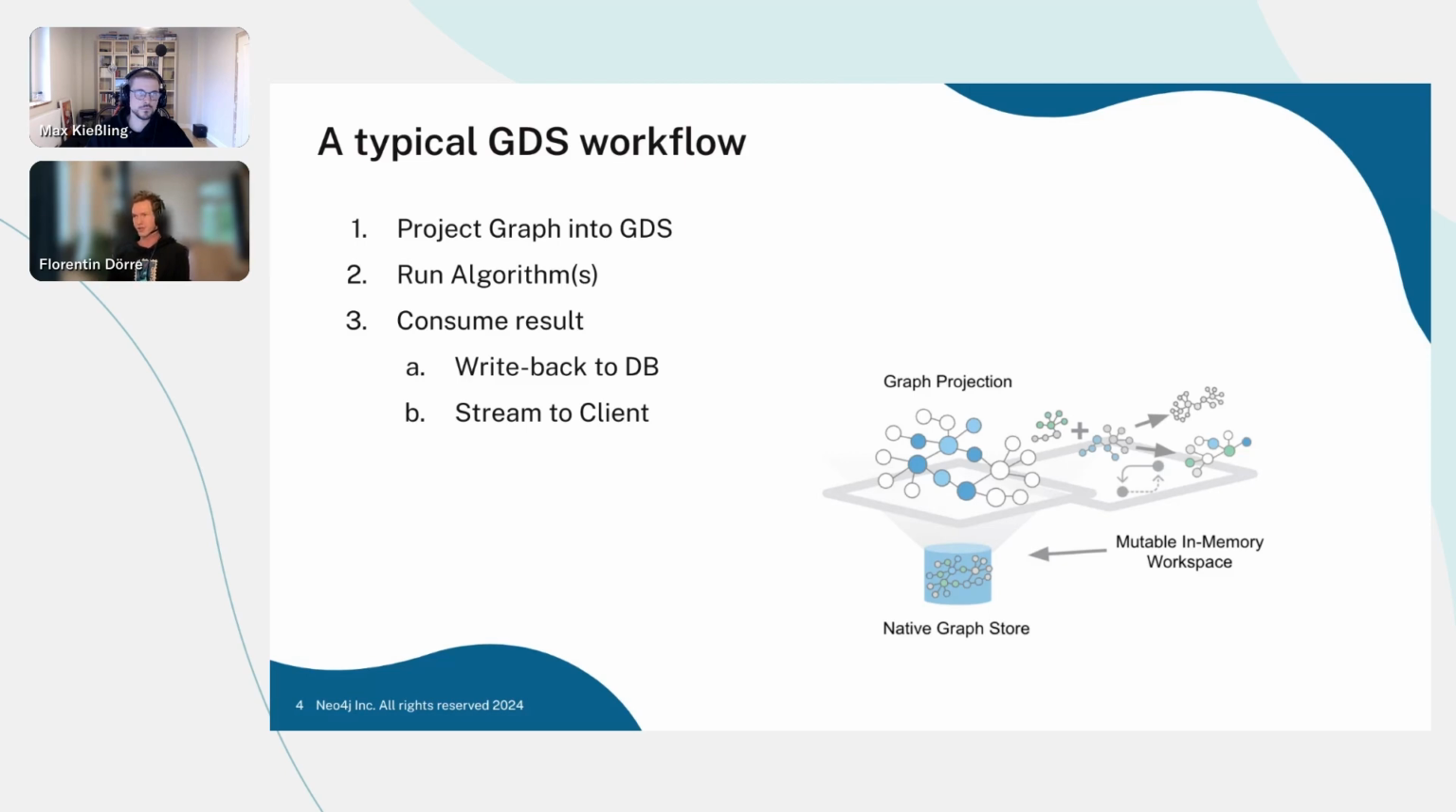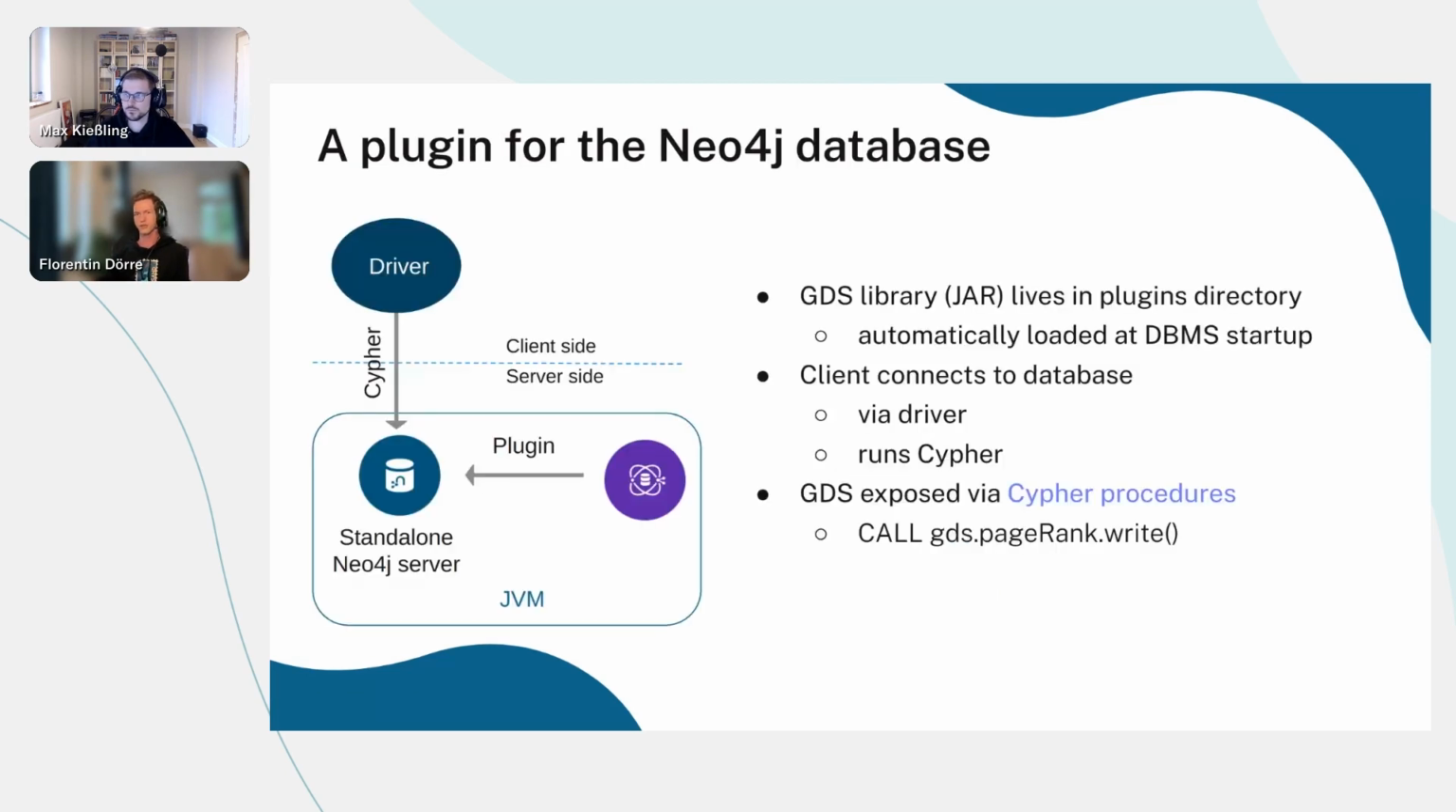And let's look next into how the existing setup is. So GDS is a library, a jar, which lives in the plugin directory of the database. And it's automatically loaded at database startup if you installed it. And you connect to it using a client, same as you use for the database. Can be in the language of your choice, like Go or Python, and then you execute Cypher queries. And so GDS is exposed as Cypher procedures. And here I brought an example for PageRank. So if you want to run PageRank in write mode, you do gds.pagerank.write.